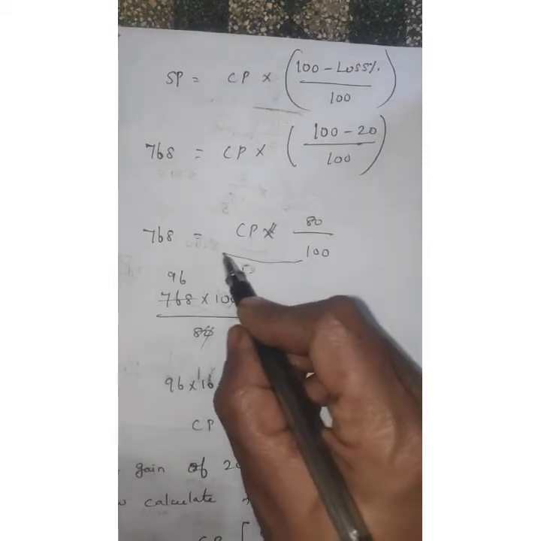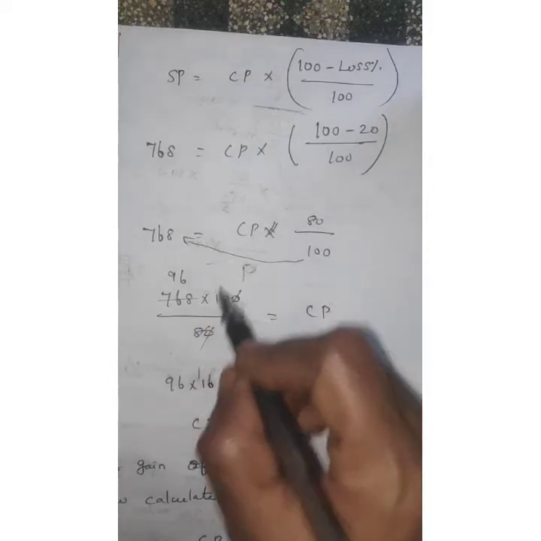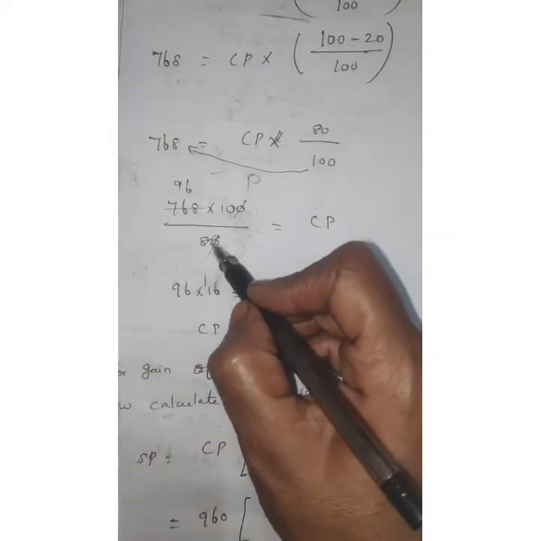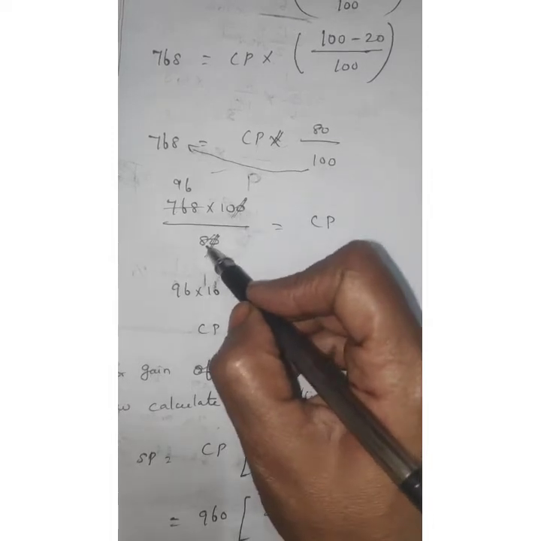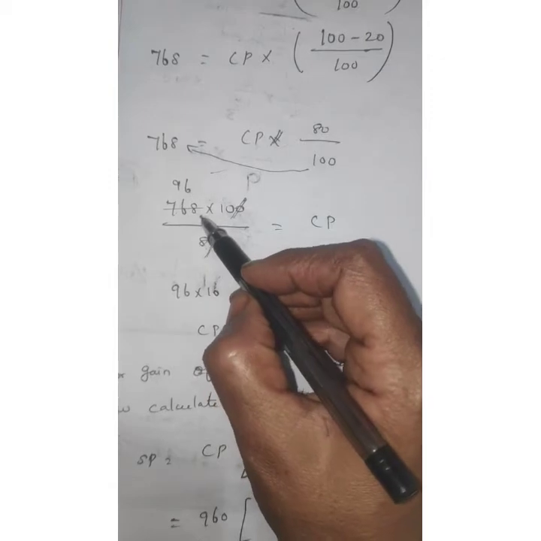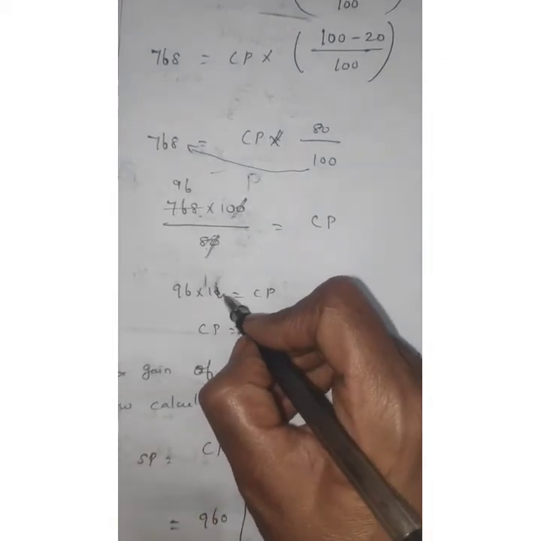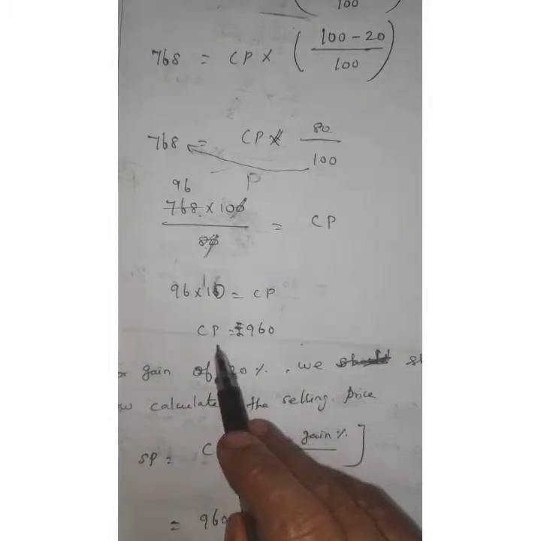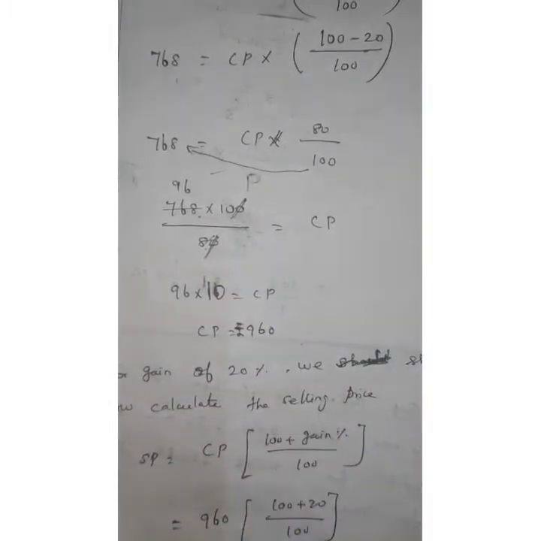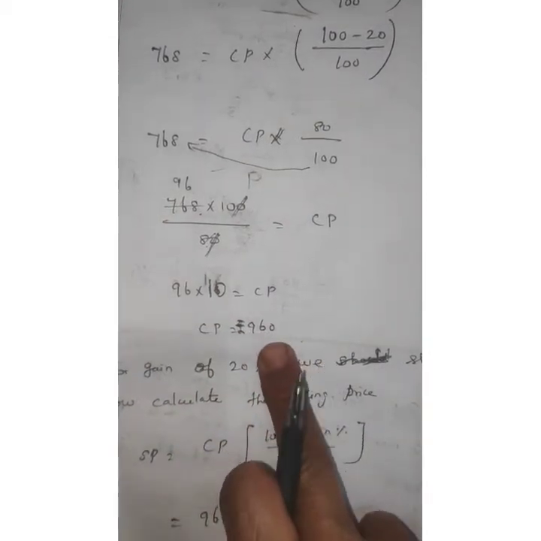So 768 into 100 divided by 80 is equal to CP. Cancel the numbers. 0, 0 cancel first. 8 1s are 8, 96 8s are 768. So 96 into 10 equals 960 rupees. Now CP equals 960 rupees.